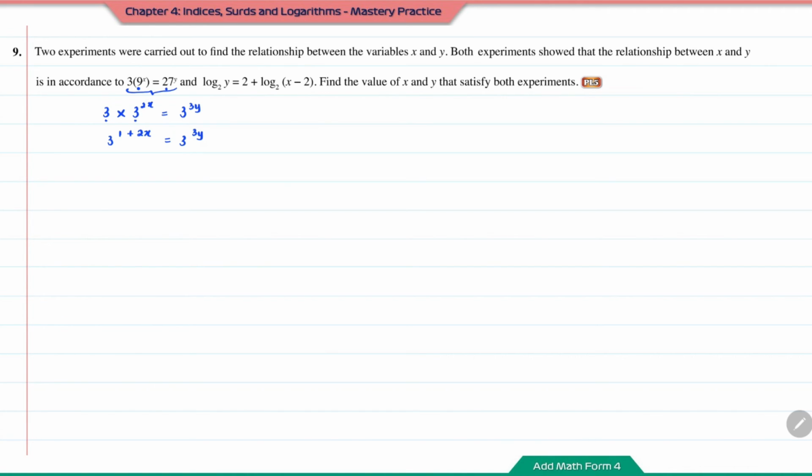So now both sides are having the same base, which is number 3. So I can just compare the power. Therefore, 1 plus 2x equal to 3y. So this is our first equation. And the second equation, we're going to get it from the log here.